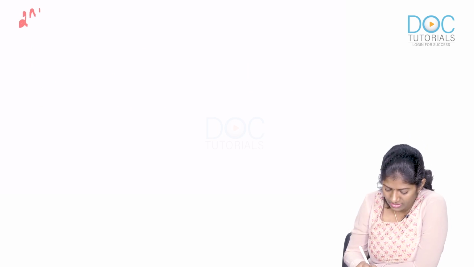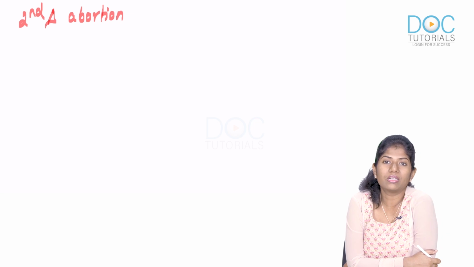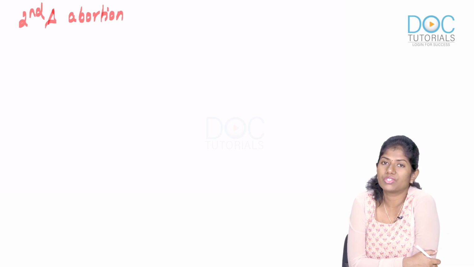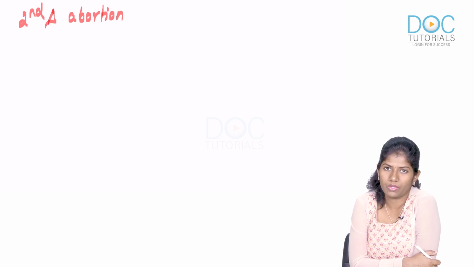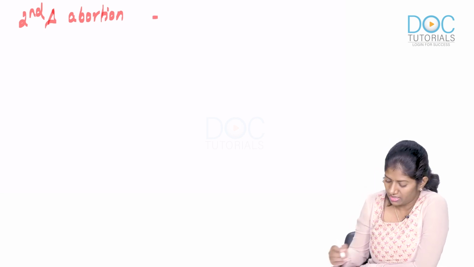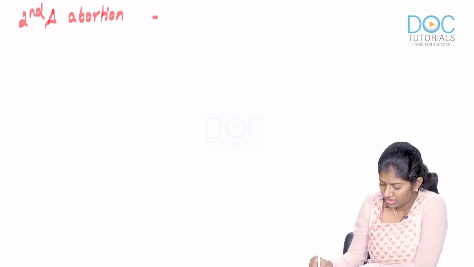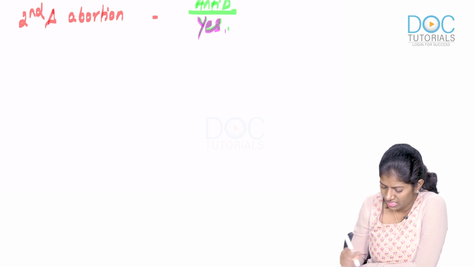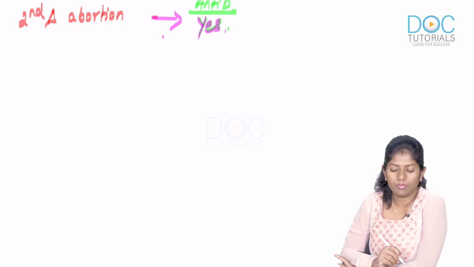What do you do for second trimester abortion? Second trimester abortion, regardless of whether it's medical abortion or surgical abortion, regardless of whether it is spontaneous abortion or induced abortion, if the gestational age is more than 12 weeks, there is no excuse for anti-D, okay. So anti-D has to be given in this condition. I'm just writing it here. Anti-D, yes, it has to be given for second trimester abortions, okay.